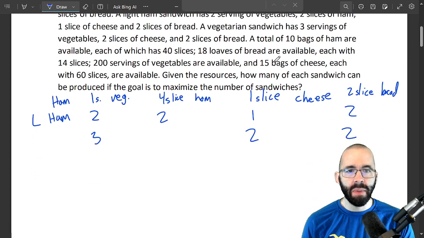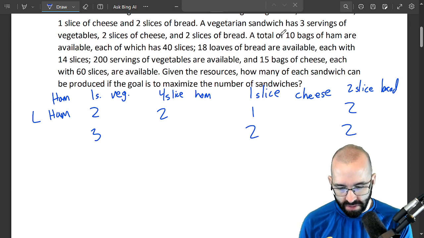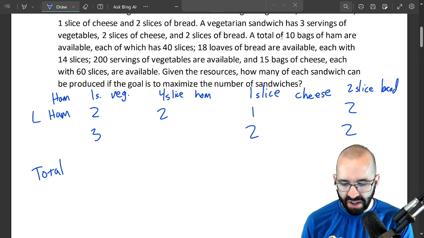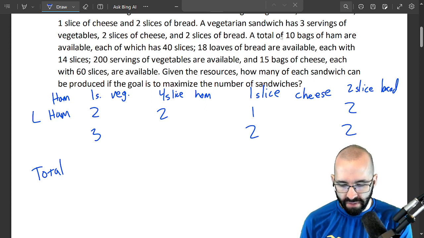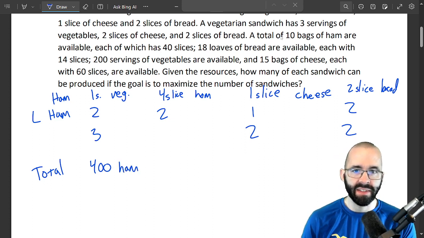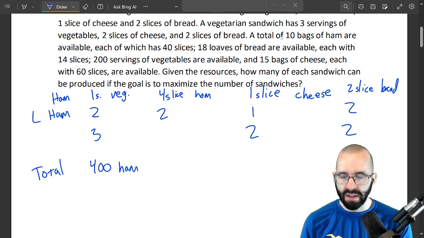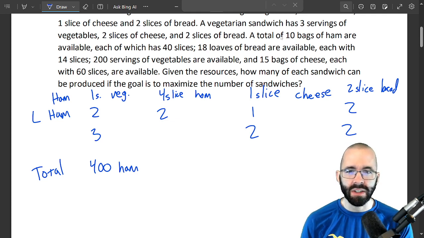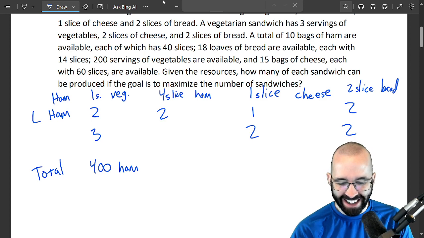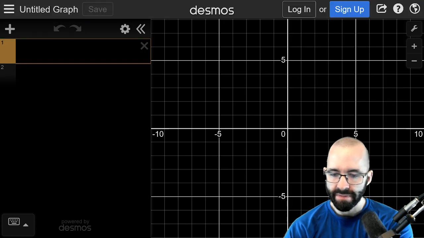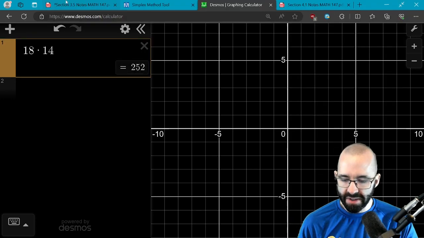A total of 10 bags of ham are available. Total is 10 bags. Each has 40 slices. Okay, so we got 400 slices of ham. I'm just going to write 400 ham. All right, 400 slices of ham. 18 loaves of bread are available, each with 14. So let's see, 18 times 14. I'm not going to do that in my head. I could, I guess. 18 by 14. 252 pieces of bread.